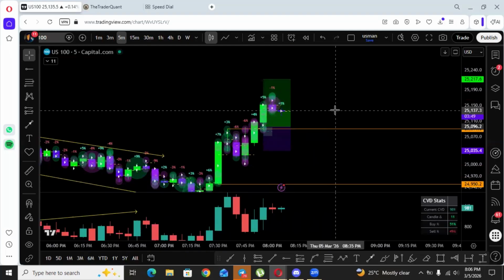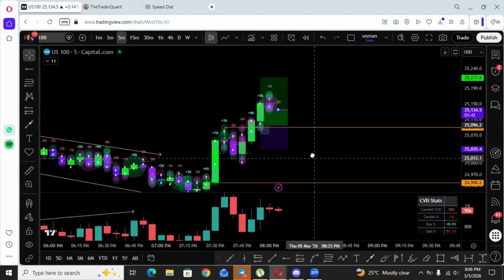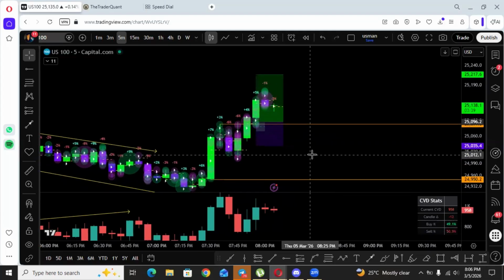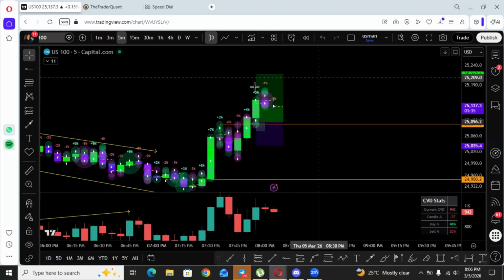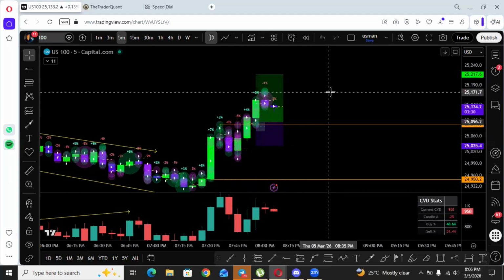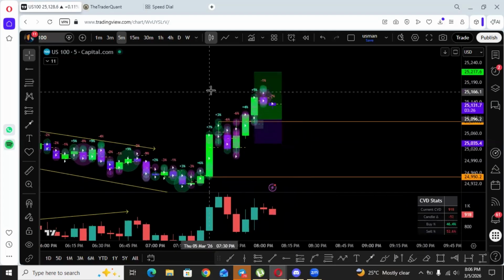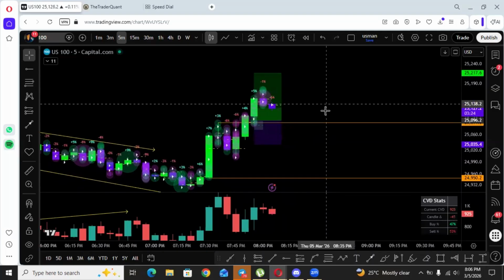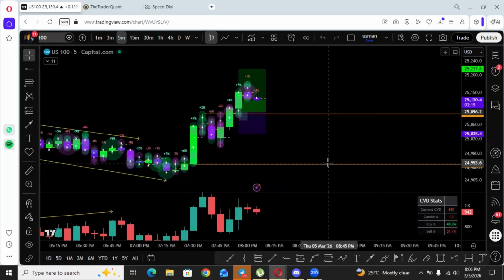In the New York session, I don't use the same strategy that I use in the London session, and I don't trade the same instrument. In the New York session, I only trade US100 or Nasdaq, whatever you call it. For trading Nas100 or US100, I have a different strategy. What is the different strategy? This strategy is called the initial volume balance strategy.